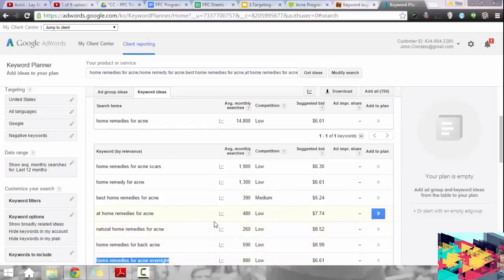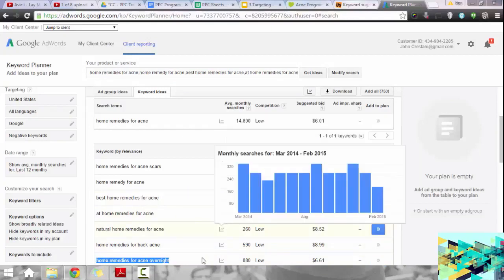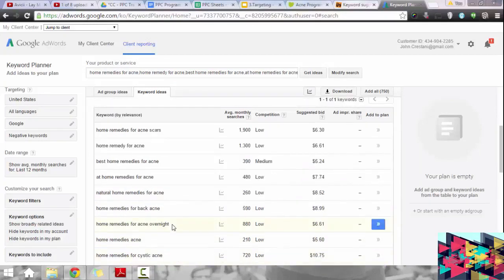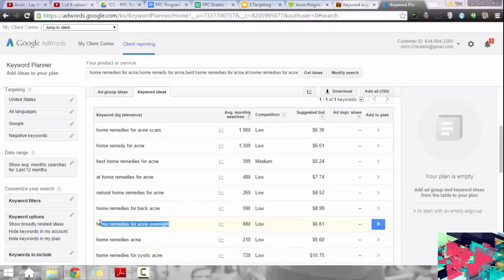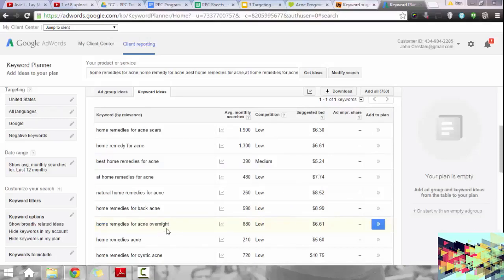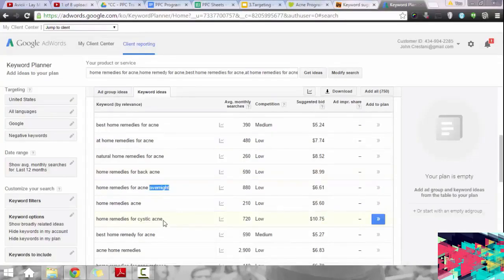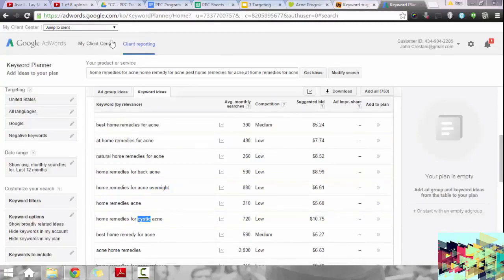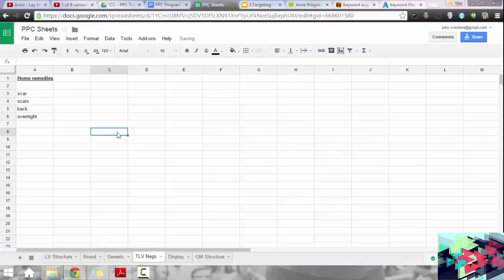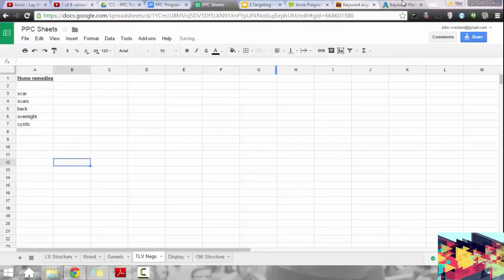Let's say my product takes a week or two weeks to work. As a business owner, I know if somebody is looking for an overnight acne cure, they're not going to get it, and they're probably going to leave me a bad review. So what I might do in that case is say I don't want overnight. And let's say I don't cure cystic acne, or I want to address that in another group. I'll put cystic in this group too.